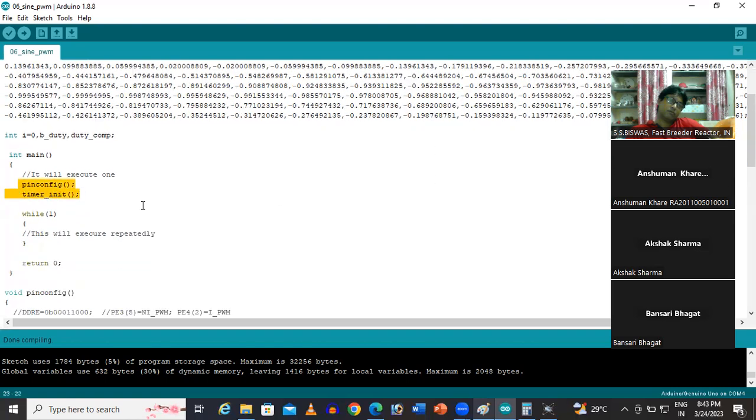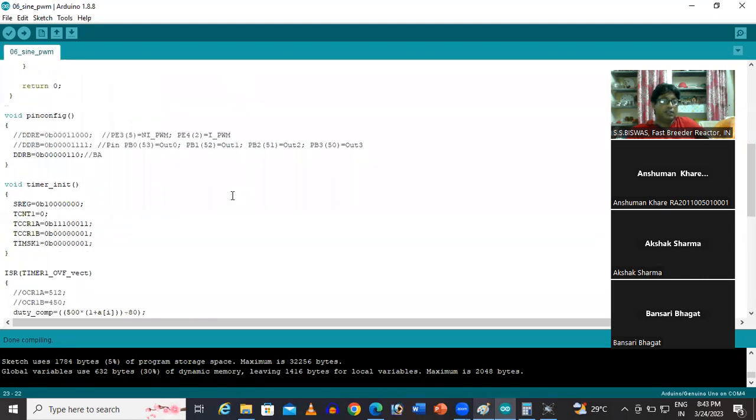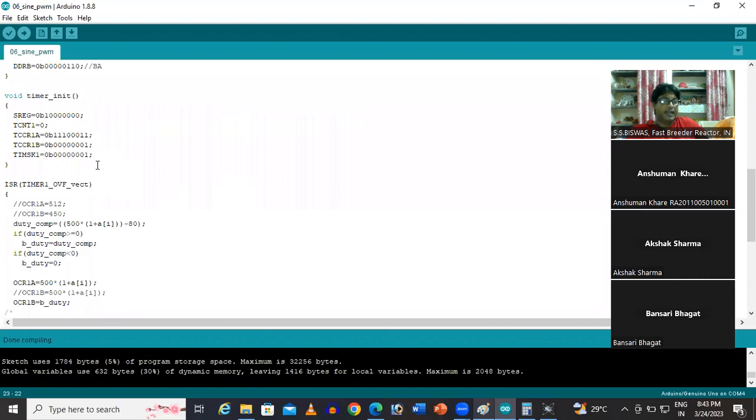Then these are the same thing. We are configuring the particular pin as output, as well as the timer configuration. So this timer configuration is same as earlier. One will be giving inverting, and another will be giving non-inverting PWM.